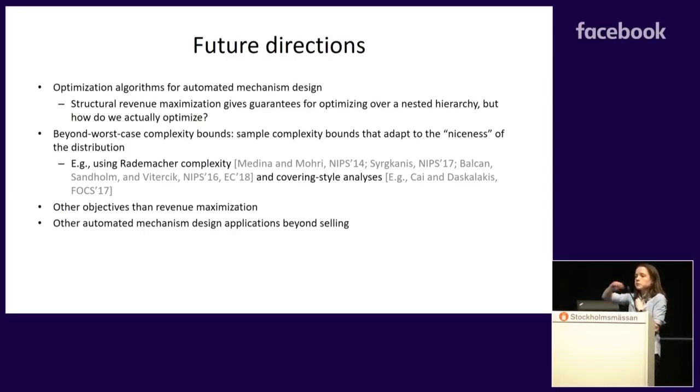Another really interesting question would be to give beyond worst case guarantees for these learning theory problems. So sample complexity bounds that are even better when the buyer's values are drawn from a well-behaved distribution. For example, this might be using tools like Rademacher complexity, which has been explored a little bit so far, or maybe covering style analyses. So people have started to think about this, but there's still a lot of really interesting and well-motivated questions here. And then, of course, automated mechanism design for objectives beyond revenue maximization, and also studying automated mechanism design for problems that aren't even related to selling.